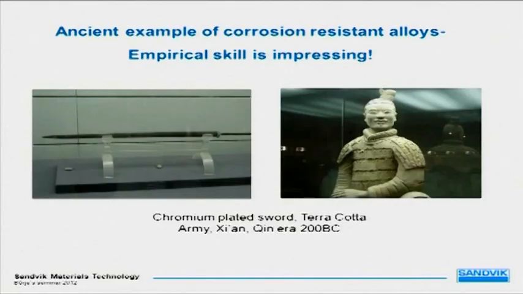Another very interesting ancient example is from the terracotta army. 2,200 years ago, people were able to produce stainless steels. It's chromium plated. It's amazing. So with empirical knowledge, mankind has been able to produce very good steels for a number of years.